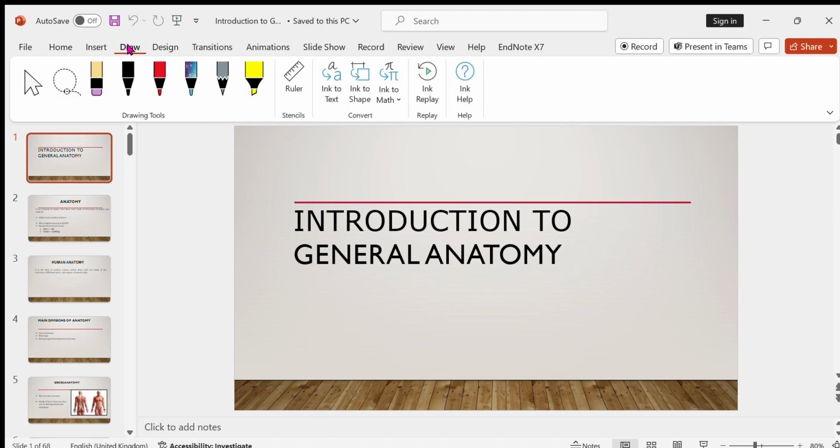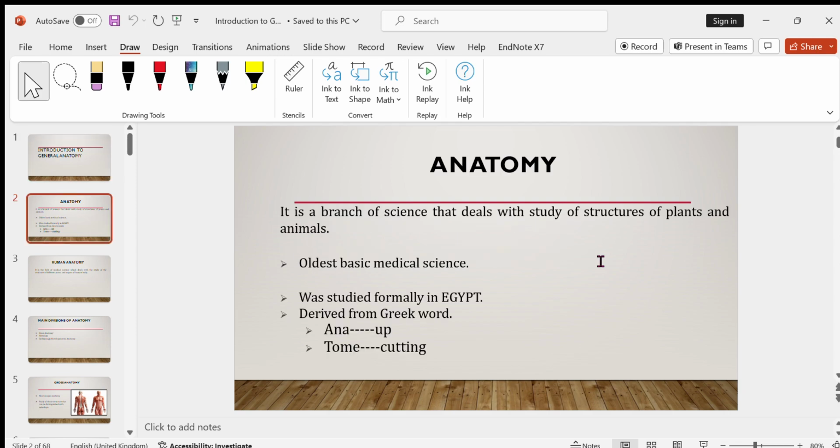Today we'll be discussing Introduction to General Anatomy. So, what is general anatomy? General anatomy discusses the general features of the structure of a human body.